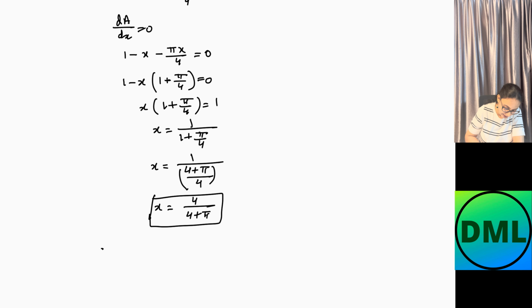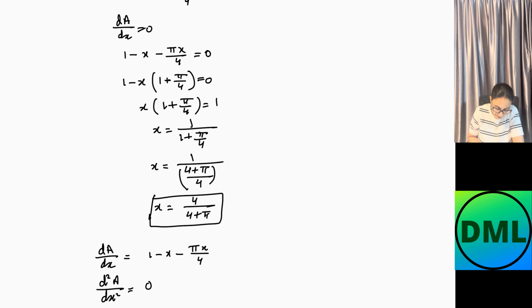Let's double differentiate that. dA by dx is written as 1 minus x minus pi x by 4. I need to double differentiate that one. d2A by dx squared is written as differentiation of 1 is 0. Differentiation of x is 1, minus pi by 4, and the differentiation of x is again 1, which will be equal to minus 1 minus pi by 4. This is independent of x and that value is less than 0. If this is less than 0, that means we are getting the maximum value.